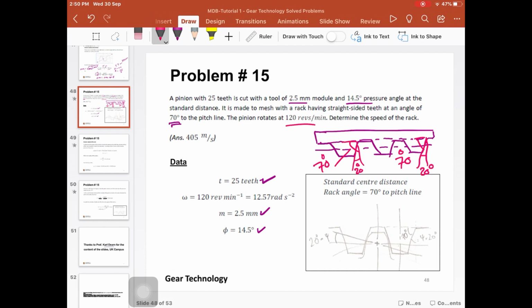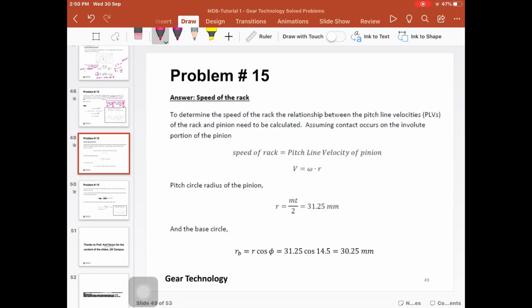So the speed of the rack is equal to the V, or the pitch line velocity of the pinion. Okay, so this is our assumption now, that the speed of the rack is equal to the pitch line velocity of the pinion, assuming that the contact occurs on the involute portion of the pinion, right? So the pitch line velocity is equal to the rotational velocity multiplied by the pitch circle radius of the pinion, right?